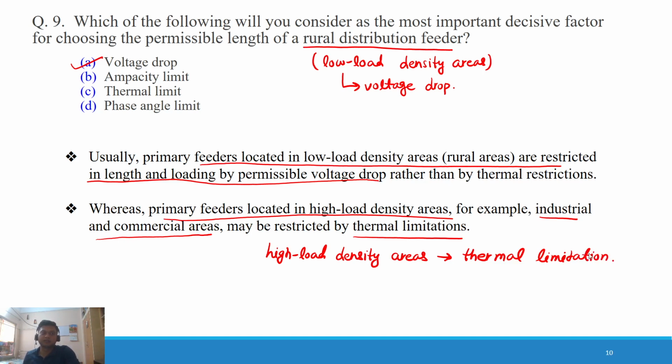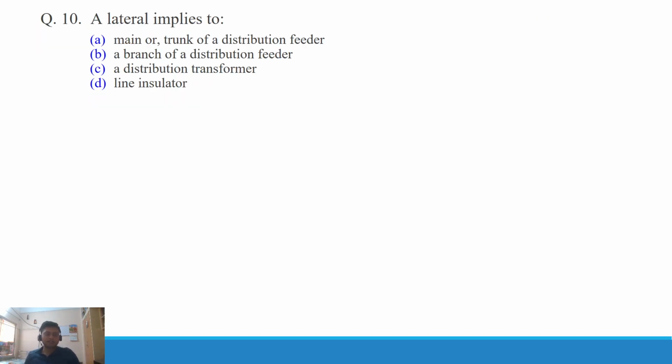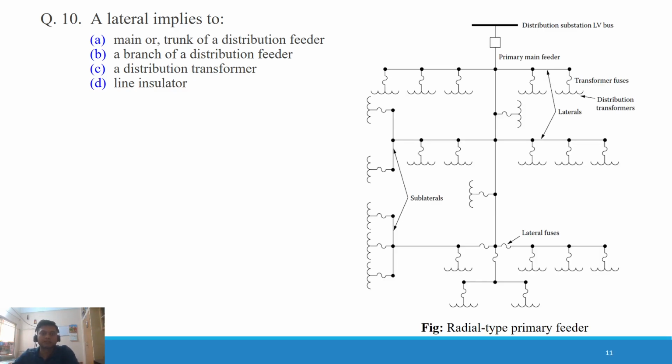Now coming to the next problem. The next problem is: lateral implies to. Options are main or trunk of a distribution feeder, a branch of a distribution feeder, a distribution transformer, and the last option is line insulator. So what do you think is the correct option for this problem number 10? Now, if we look at this picture, this one is the primary main feeder.